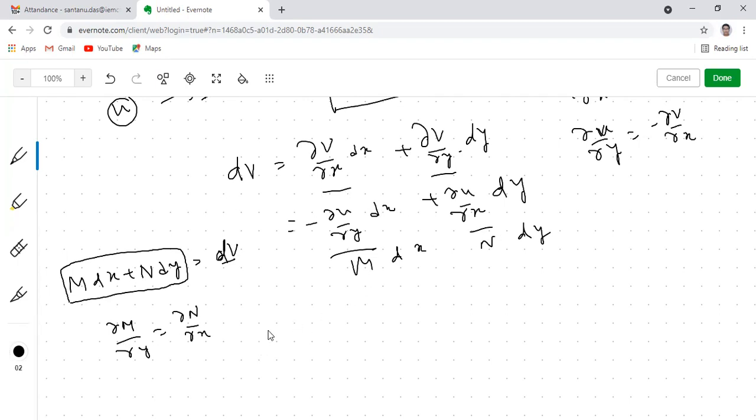So what is M here? Here M is minus del u del y. Now here N is del u del x. Can anyone tell me what will be del M del y here? M is this, so del M del y means we need to differentiate this again with respect to y. So what will be the value of del M del y in terms of u?